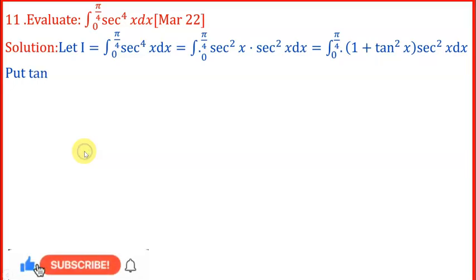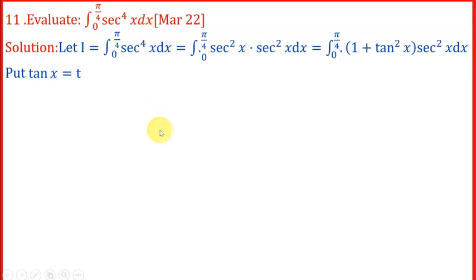Now next question. Evaluate the integral 0 to pi by 4 sec x raised to 4 dx. This question was asked in the March 22 examination. Now sec x raised to 4 can be written as sec square x into sec square x. Next, sec square x again is written as (1 plus tan square x) into sec square x dx.